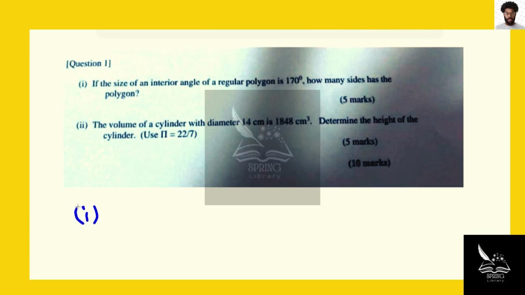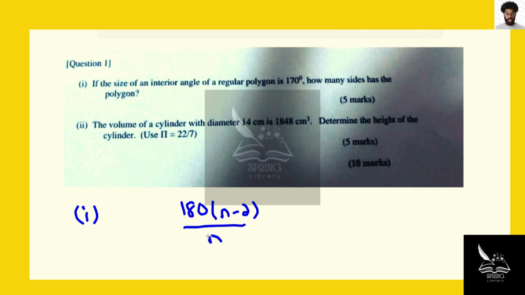For part one, if the size of an interior angle is 170, we can figure out how many sides it has. One way to do it would be to understand that the sum of the interior angles is equal to 180 degrees times n minus 2. And if it was regular, which this is, then each one could be found by dividing by n.